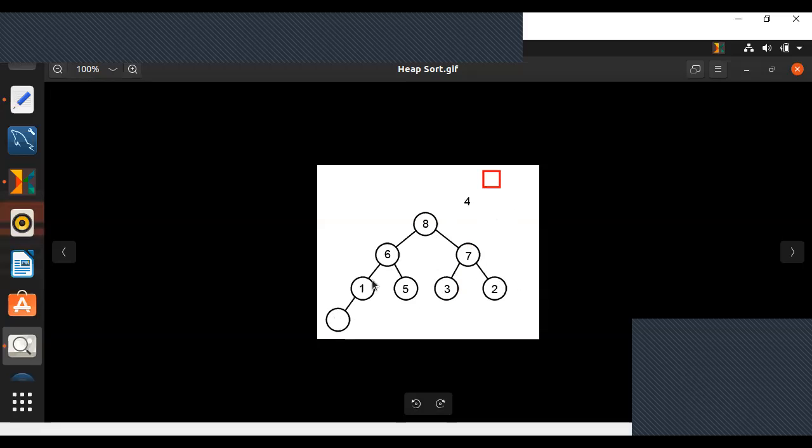When you put 2 here, 7 is greater than 2, no need to swap it. When you put 1 over here, and then 4, 1 is not greater than or equal to 4, so you swap it. 6 is greater than or equal to 4, so no need to swap it. These are the first basic steps you need to do. After this, you sort it using this method.